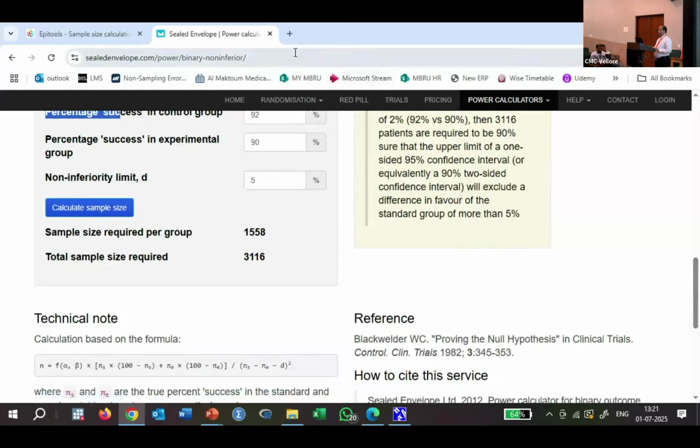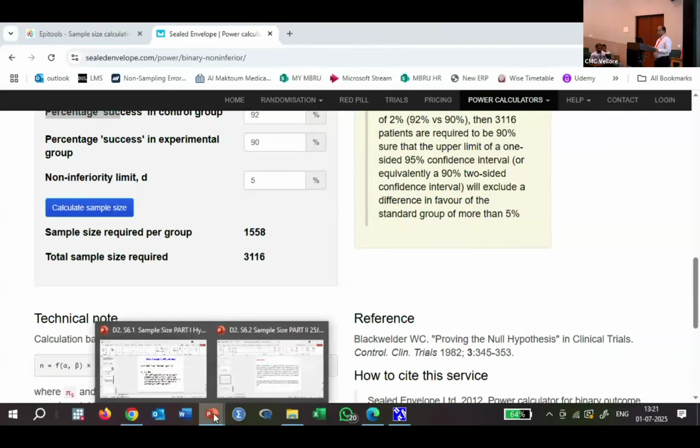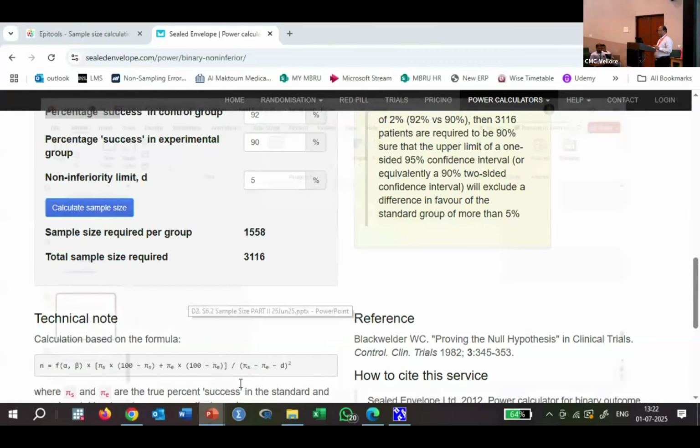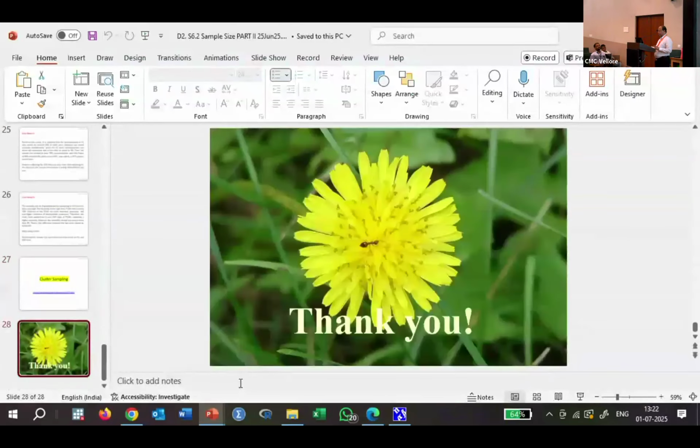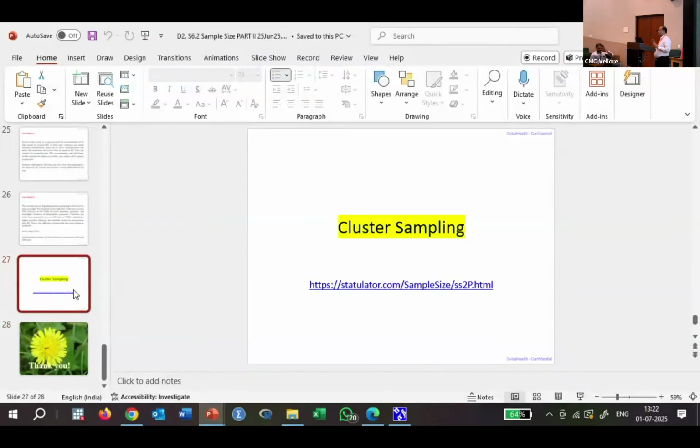Okay. So will we cover sample size for cluster RCT also? Sample size calculation for cluster RCT? Yeah. We talked about it on Friday. Okay, right. There is a slide and there's a link here to calculate sample size for clustering. So you don't have to worry about that.